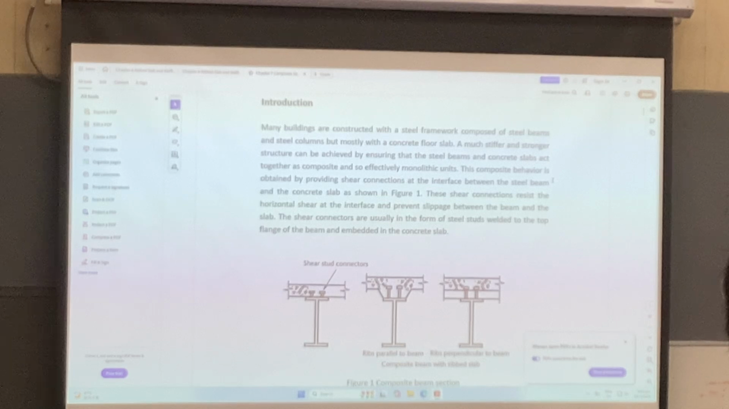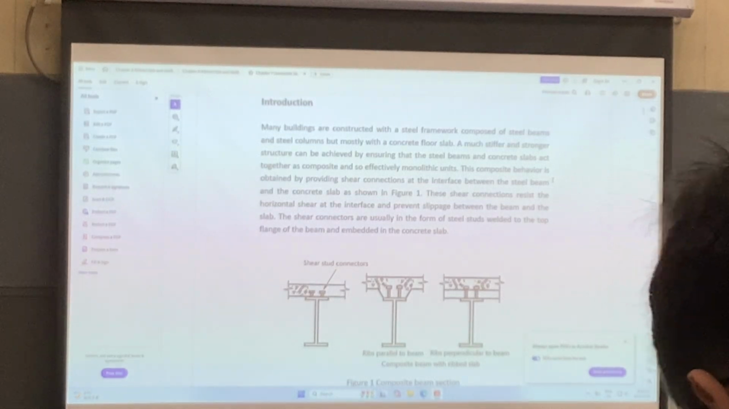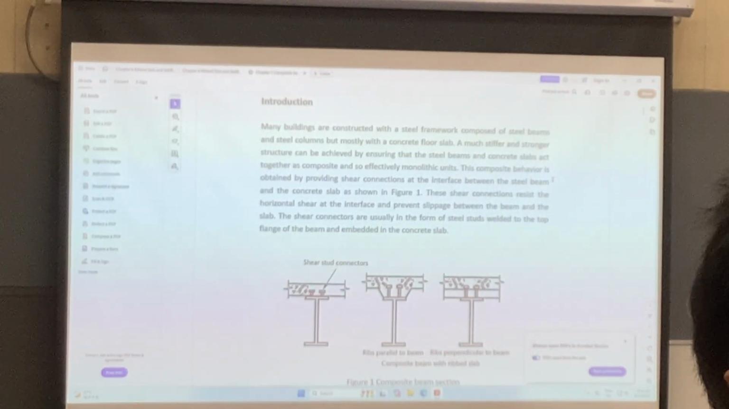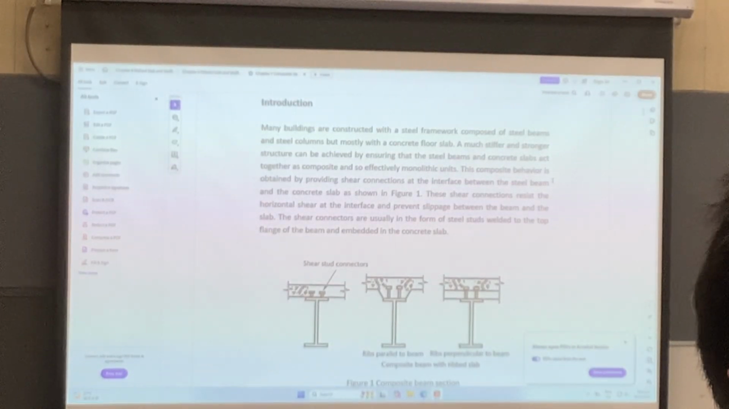But for the slab, they still use the concrete slab, okay? So it becomes a composite in that for the beam section, it is steel, but for the slab section, it becomes reinforced concrete, okay? So it comes to the so-called composite beam, okay?